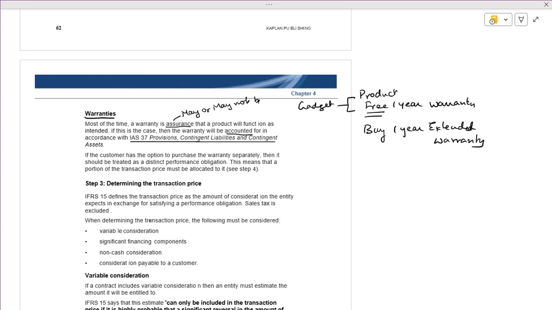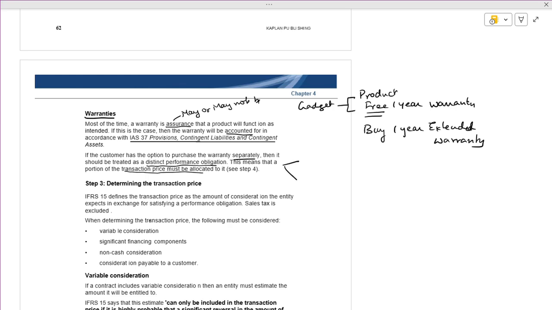If the customer has the option to purchase the warranty separately, then what does it mean? The product is different, the warranty is different. There is a distinct performance obligation. If I don't want a warranty for my product, I will not pay. But the moment I wish to opt for a warranty, then it is a specific distinct performance obligation. This means that a portion of the transaction price must be allocated.